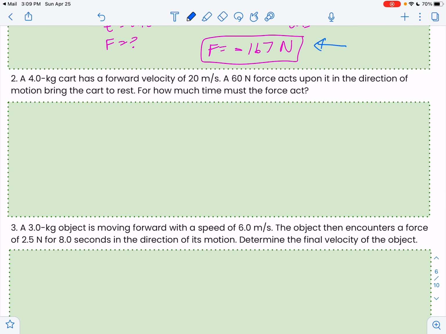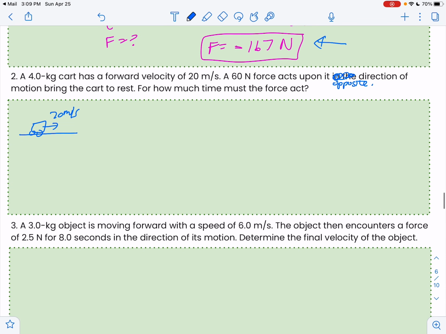A 4 kilogram cart has a forward velocity of 20 meters per second. A 60 newton force acts upon it in the direction of motion. Whoops, I should say opposite. Upon it opposite the direction of motion, to bring it to rest. For how much time must the force act? My initial velocity is going to be 20, we're going to say positive. My final velocity is going to be 0, this is coming to rest. The force is 60 newtons, the mass is 4 kilograms, and the time we do not know.